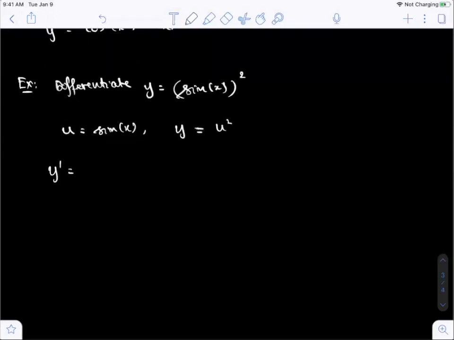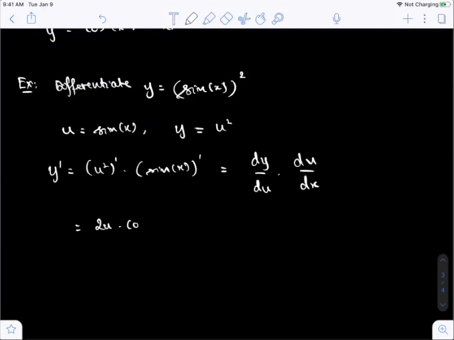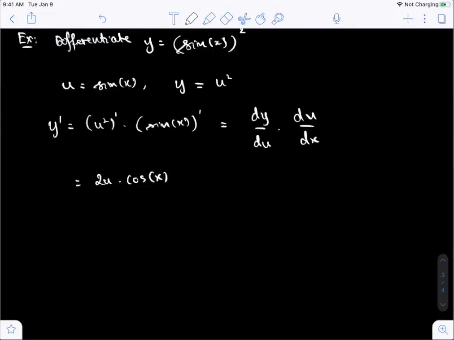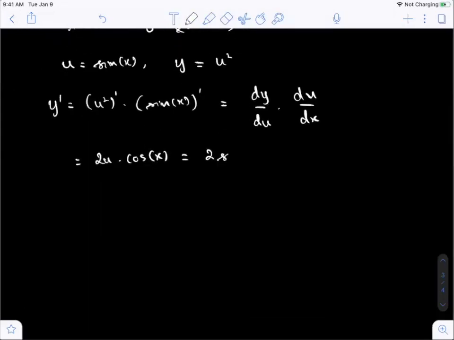So the derivative of this is u squared prime times sine of x prime. Because I just want to follow the formula dy du times du dx. So dy du is equal to 2u, and du dx is equal to cosine of x. And u is equal to sine of x, so this should give me 2 times sine of x times cosine of x.